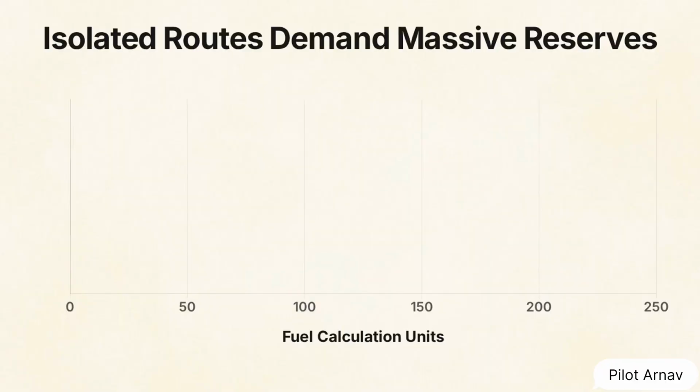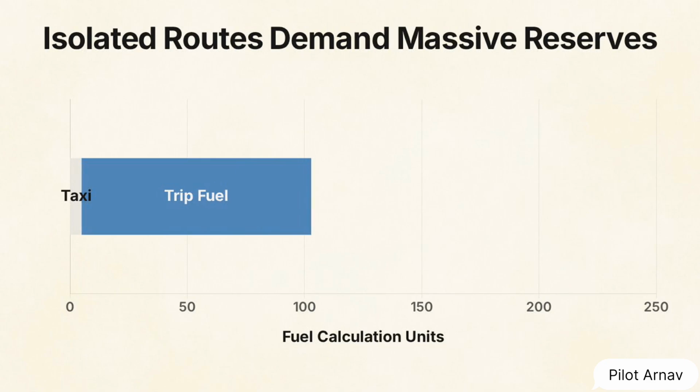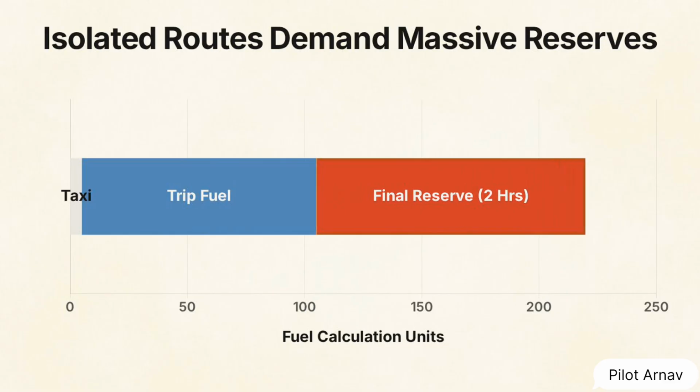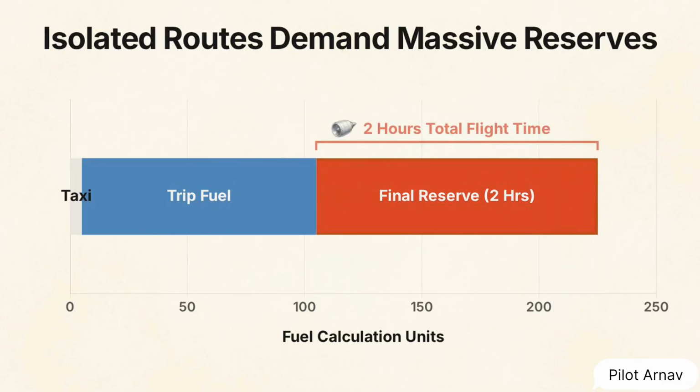These systems are fueled by a precise calculation. Total fuel load includes taxi, trip, and contingency fuel. Contingency is calculated as 5% of the trip fuel and must be sufficient to allow for 5 minutes of holding at 1,500 feet. Fuel requirements for isolated aerodromes are even more stringent. While reciprocating engines can use a 45-minute holding calculation, turbine engines must carry enough fuel for 2 hours of flight, which includes the final reserve.